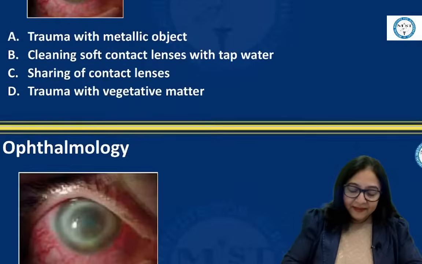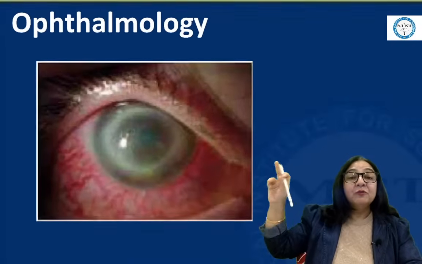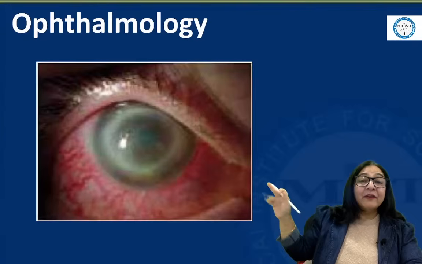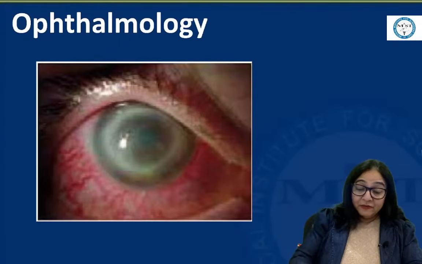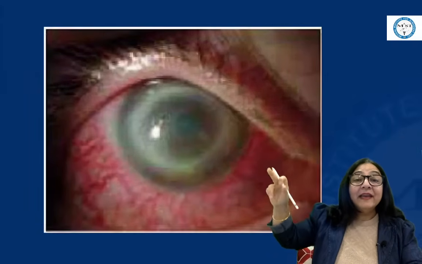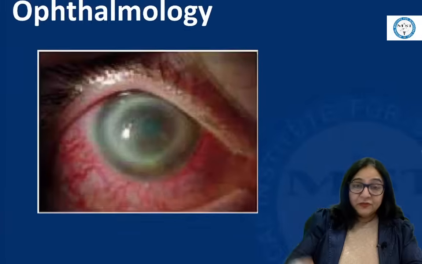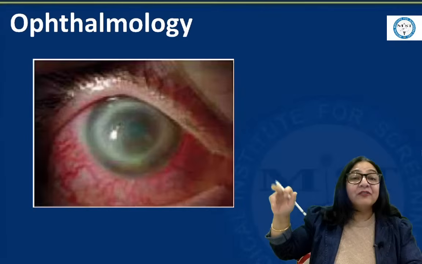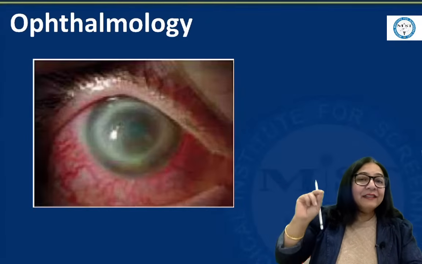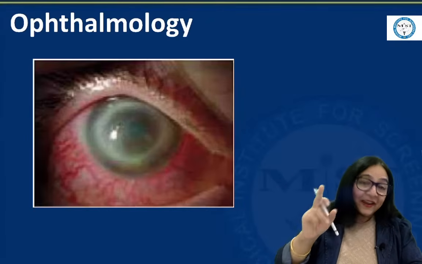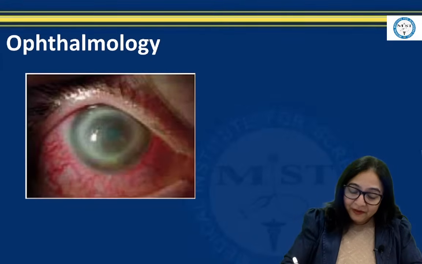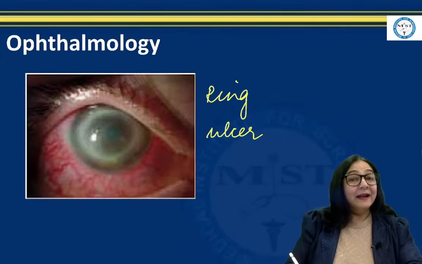So what do we see in the image here? Just to go through the image for everybody's information. So we are seeing a red eye here. All of you are able to see a red eye here, and very characteristically you are able to see that there is a lesion on the cornea. There are infiltrates on the cornea which are in the form of a ring. Alright, which are in the form of a ring. So this is your typical ring ulcer.